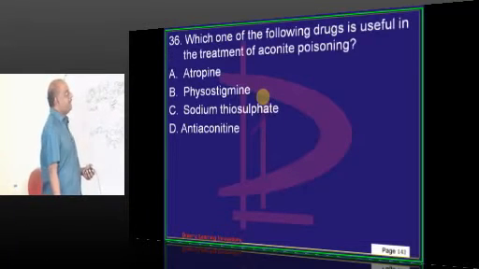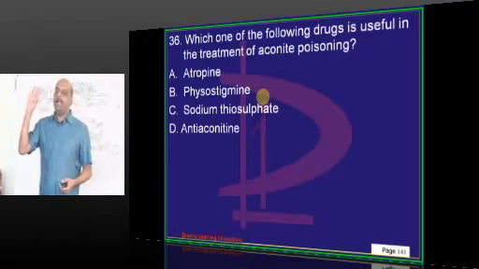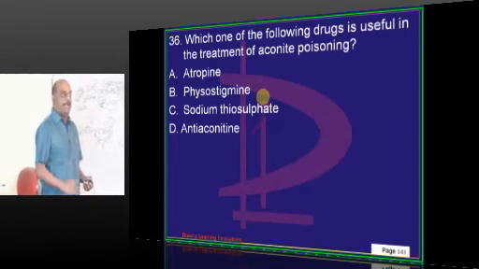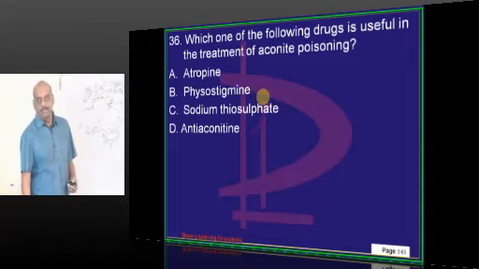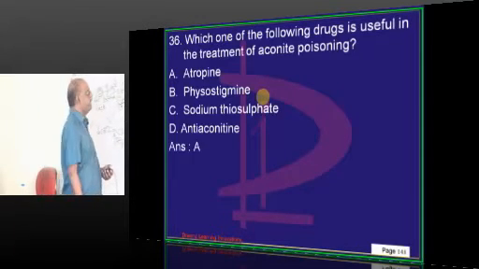Bitter almonds is basically cyanide. In aconite poisoning, initially tachycardia will be there, later on bradycardia. When bradycardia is there, you will give atropine. Atropine is vagolytic, so it will induce tachycardia.